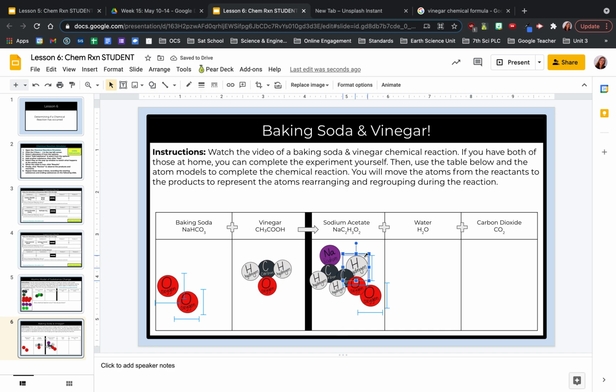There are bonding rules that atoms always follow, but you'll learn about that when you get a little bit older. You'll complete that process for water as well as for carbon dioxide, finding the atoms that you need over here in the reactants and moving them over to this side with the products.